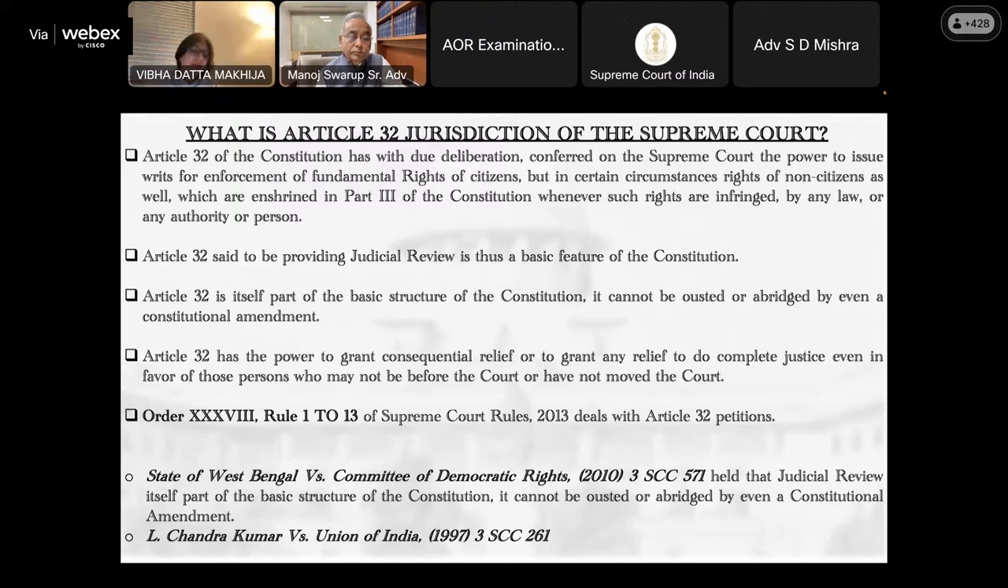The other aspect of Article 32 relates to the scope of 32. The other reason why it is the soul of the Constitution is because this is what also provides for the powers of judicial review. Now, as everyone knows, I hope by now all of you know, that judicial review is a part of the basic feature of the Constitution of India, which you can relate back to the Kesavananda Bharati case, where the basic structure doctrine was enunciated by this court, which stands strong and good even to this day.